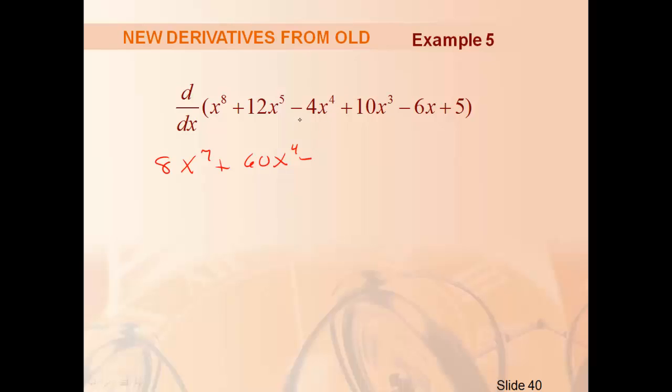And the derivative of 4x to the 4th would be 4 times 4x to the 3rd, so 16x to the 3rd. The derivative of 10x cubed would be 10 times 3x squared, so 30x squared. And the derivative of 6x would be 6, and the derivative of 5 would be 0. So here is the derivative of that polynomial.